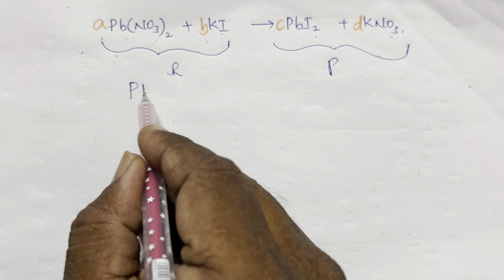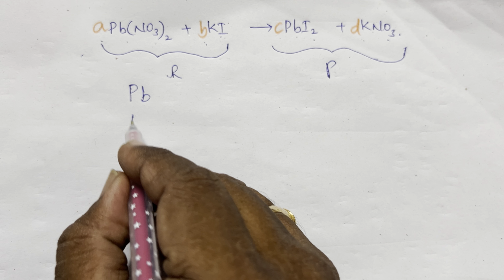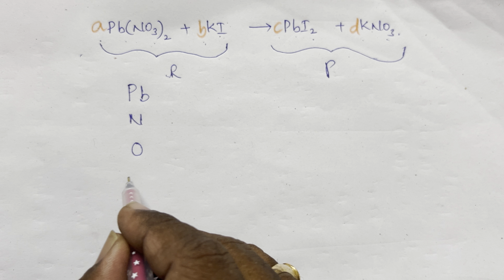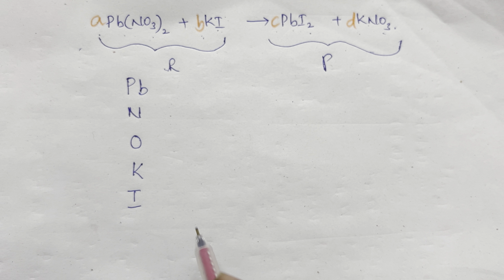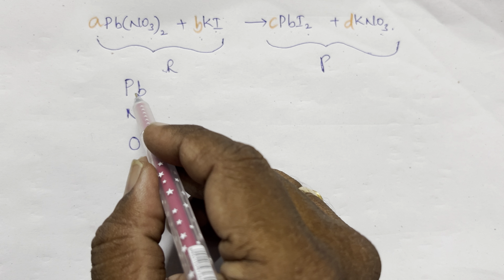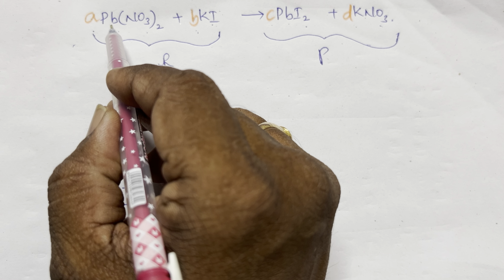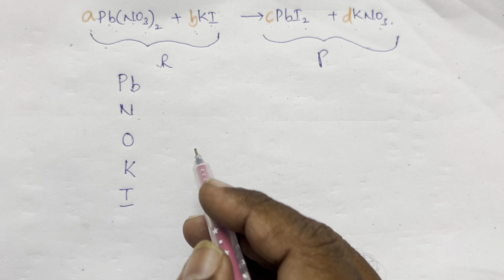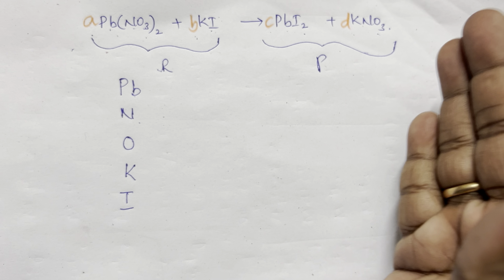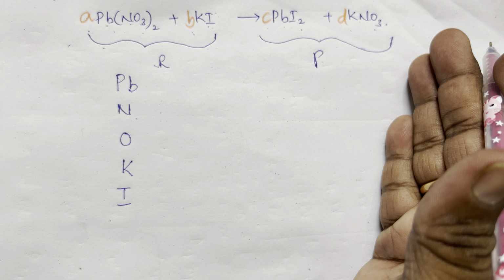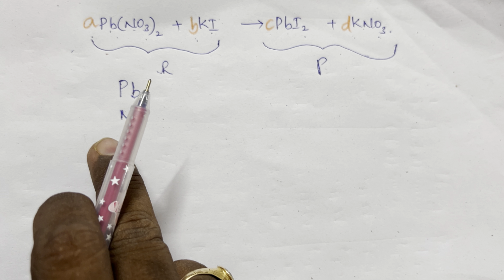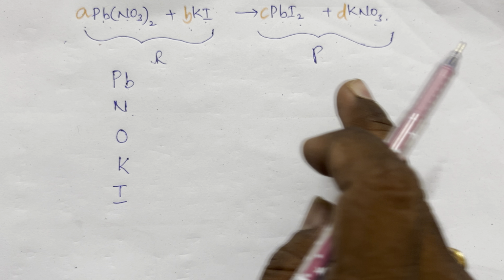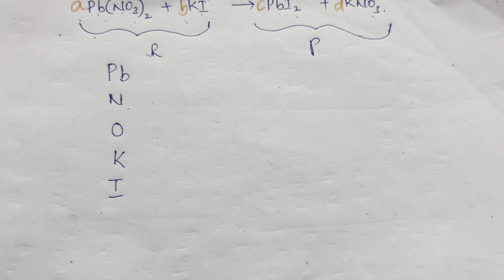So lead is one element, nitrogen is another element, oxygen is another element, as well as potassium and iodine. So list out first how many elements are there on the reactant side, so that the same elements are on the product side. But one thing is our target, our destination: the number of atoms in the reactants must be equal to the number of atoms in the products.